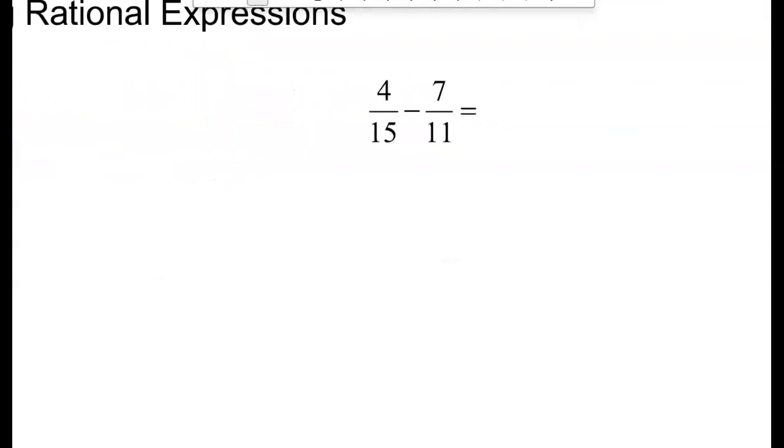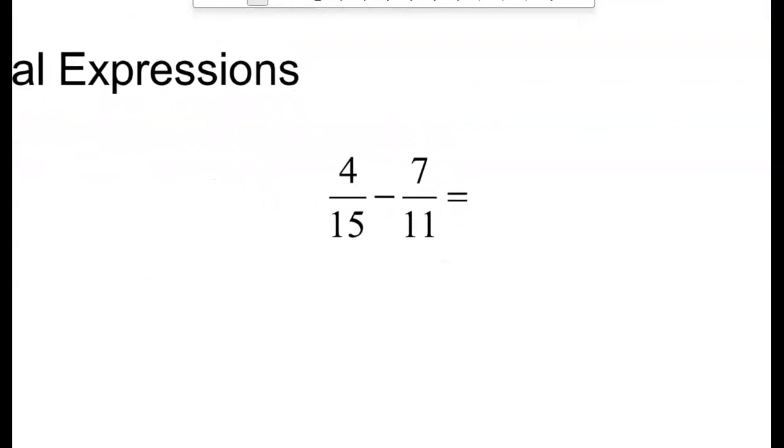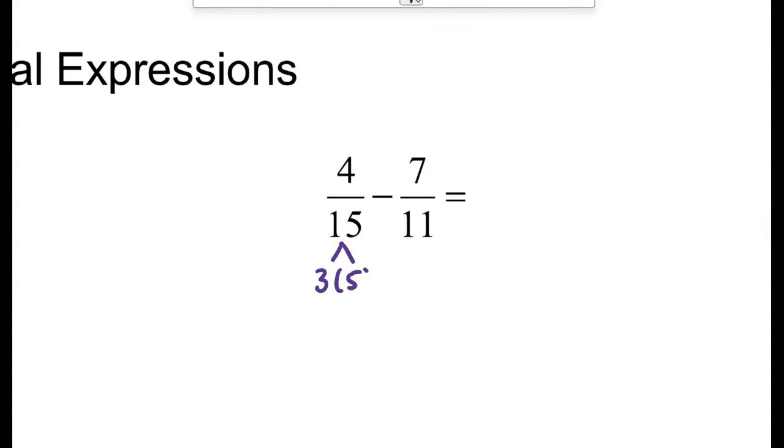All right, let's look at the next one. This one should be easy. Guys, what is going to be our common denominator this time? How would I figure it out? We go, all right, well, I know 15 factors. I got 3 and 1. All right, but what does 11 factor into?